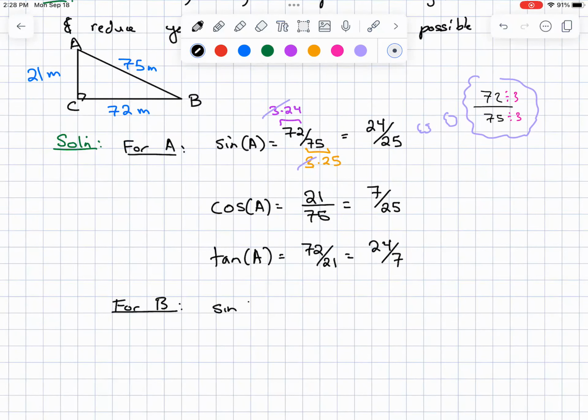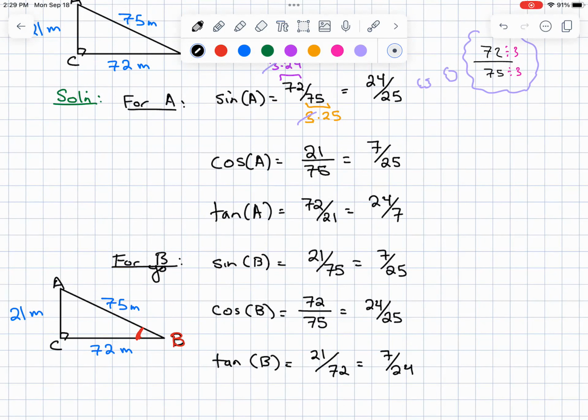And the answers are up here, if you'd like to check your work. If you're still working on it, continue to do so. Have you noticed any similarities between the trig ratios for angle A and the trig ratios of angle B?